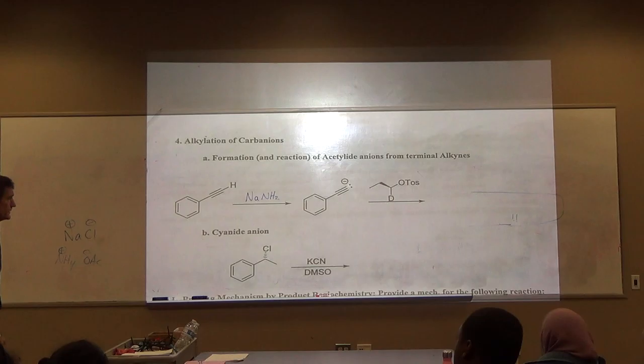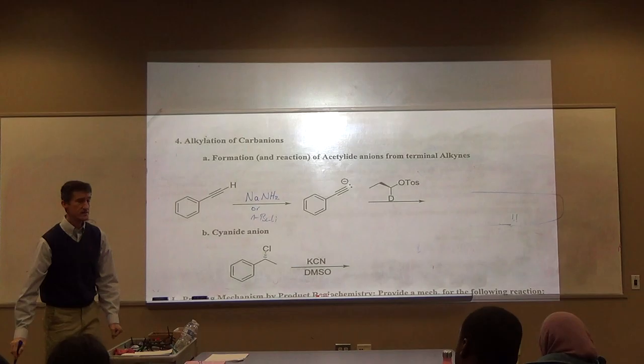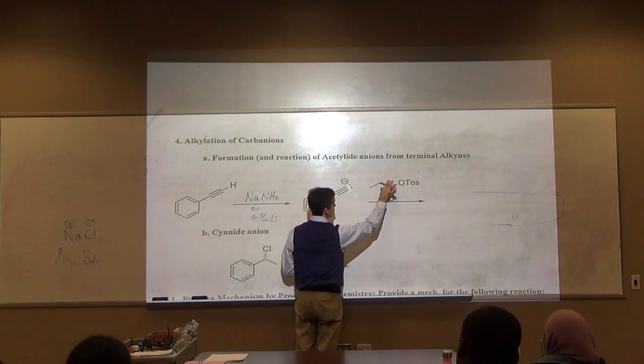Final exam is coming soon. So we've already looked at this. N-butyl lithium or NaNH2. We talked about how hydroxide is no good. But we can make the acetylide anion, a good nucleophile. Now we throw in a tosylate leaving group, and what can we do? Bam!